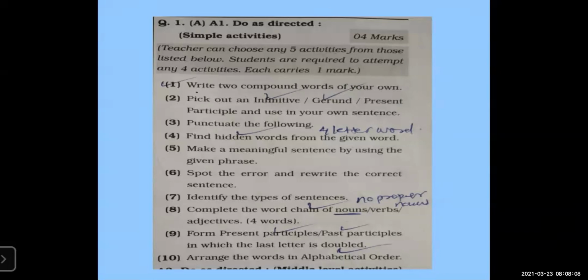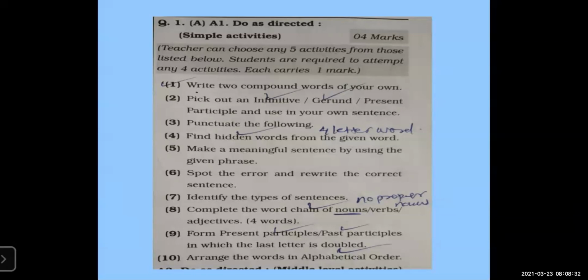Arranging the words in alphabetical order. Four words will be given to you, and according to the proper sequence, A, B, C, D, like this. First letter, second letter, third letter, you have to compare with each other, and then arrange all these words according to the proper sequence. Alphabetical order is A to Z.